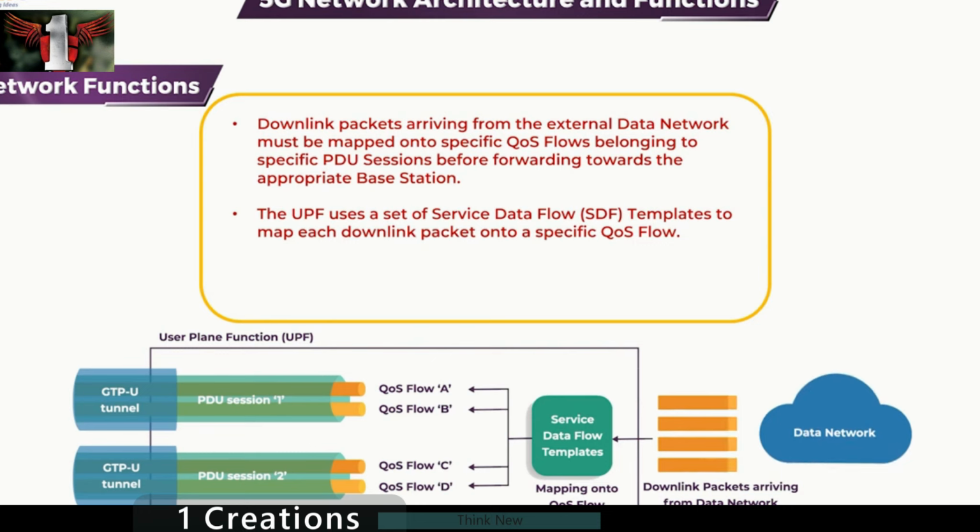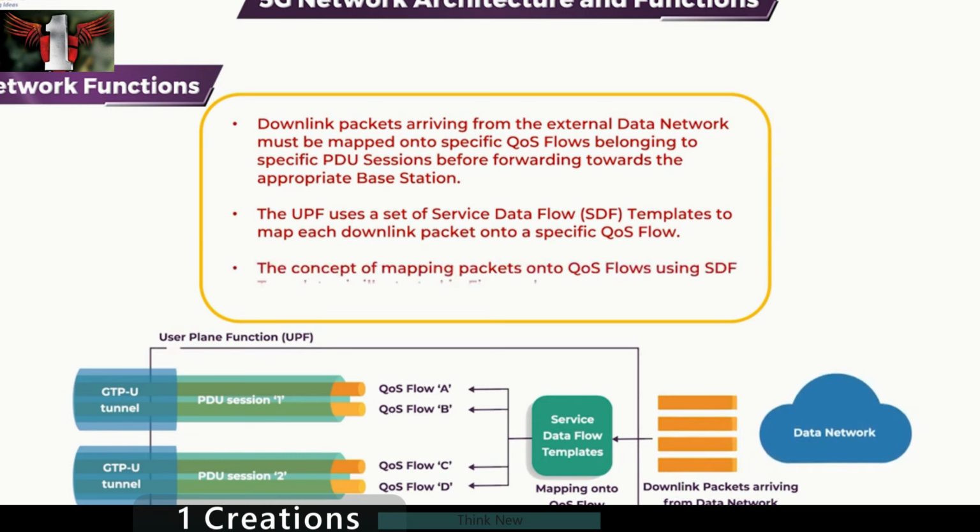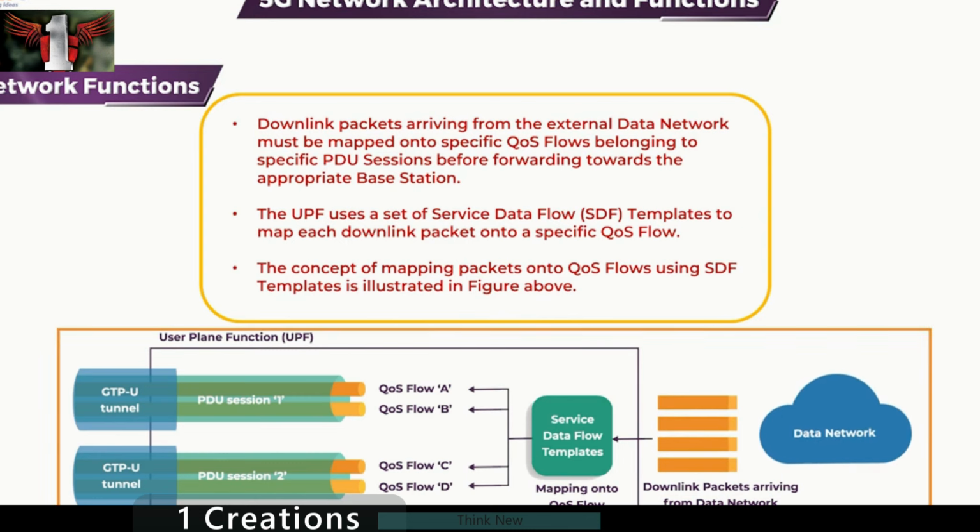For example, the following parameter combination, source IP address X, destination IP address Y, source port number J, destination port number K, should be mapped onto QoS flow A belonging to the PDU session. The concept of mapping packets onto QoS flows using SDF templates is illustrated in the figure on the screen.